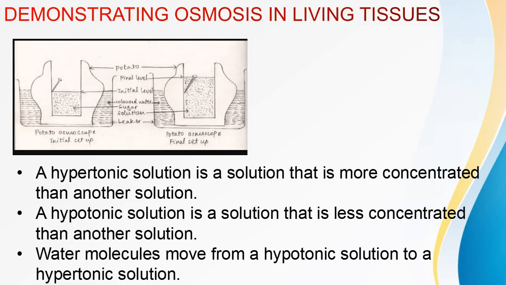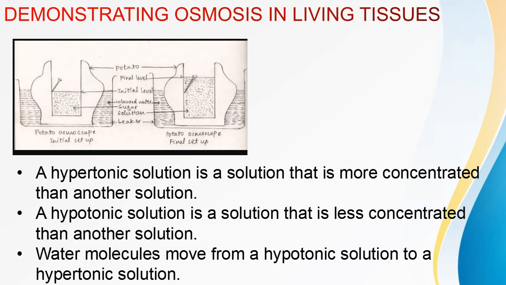So, to demonstrate osmosis in living tissues, in the first picture, you can see inside the potato cavity there is sugar solution, which is hypertonic to the colored water in the beaker. According to our definition, a hypertonic solution is a solution that is more concentrated than another solution, while a hypotonic solution is a solution that is less concentrated than another solution.